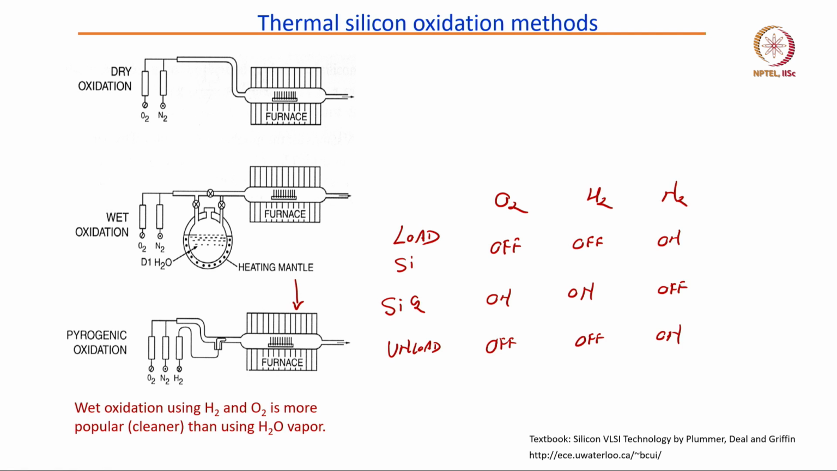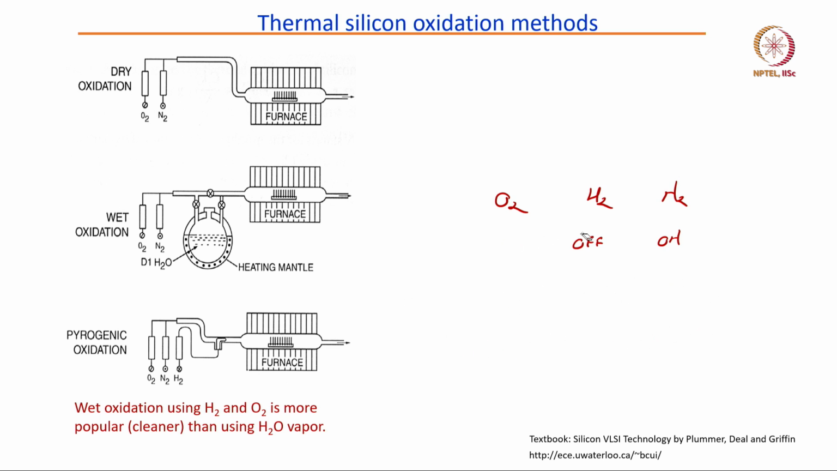right. So, if you use H2 and O2 in wet oxidation using this particular technique, it is much cleaner than using H2O vapor. So, these are 3 different techniques by which you can grow silicon dioxide on a silicon substrate.